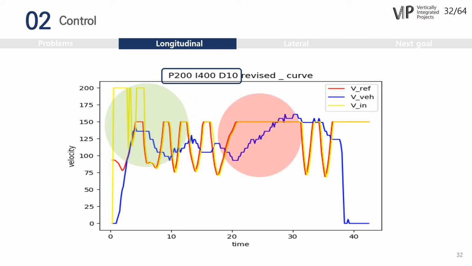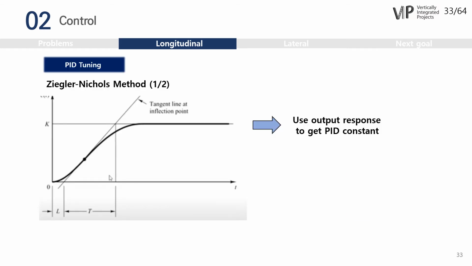The fact is, it is supposed to be like the one in the green section, because the red section is where the vehicle is getting out of the curve. If we didn't set up the lower boundary of speed, V-in would have been much lower than the V-reference in the red section. We need another improvement on PID gains to make the vehicle get to the target speed at the curve. To apply the PID controller, we use the Ziegler-Nichols method during the PID tuning process.